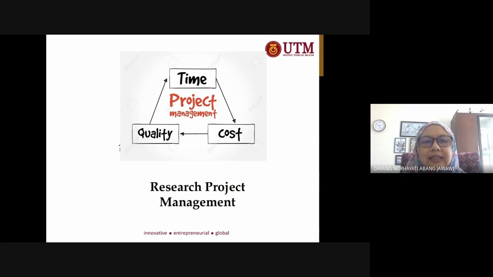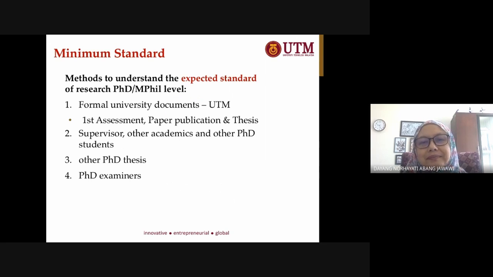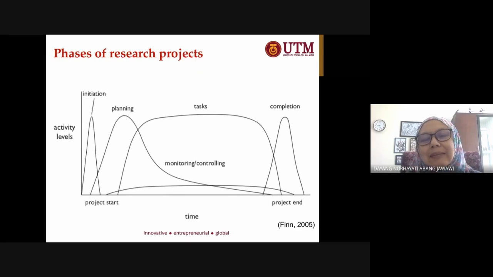So here I would like to share how to plan. When you plan, you need to look at the output and expected standard. When we look at expected standard, we need to look at the university standard, your supervisor standard, other PhD thesis standard, and the examiner standard.